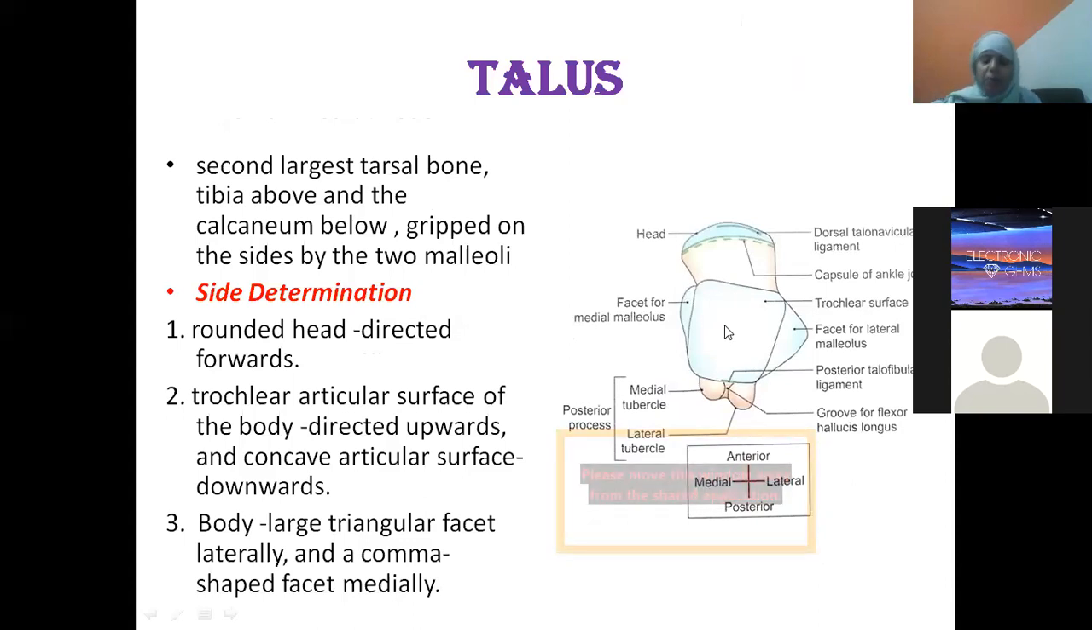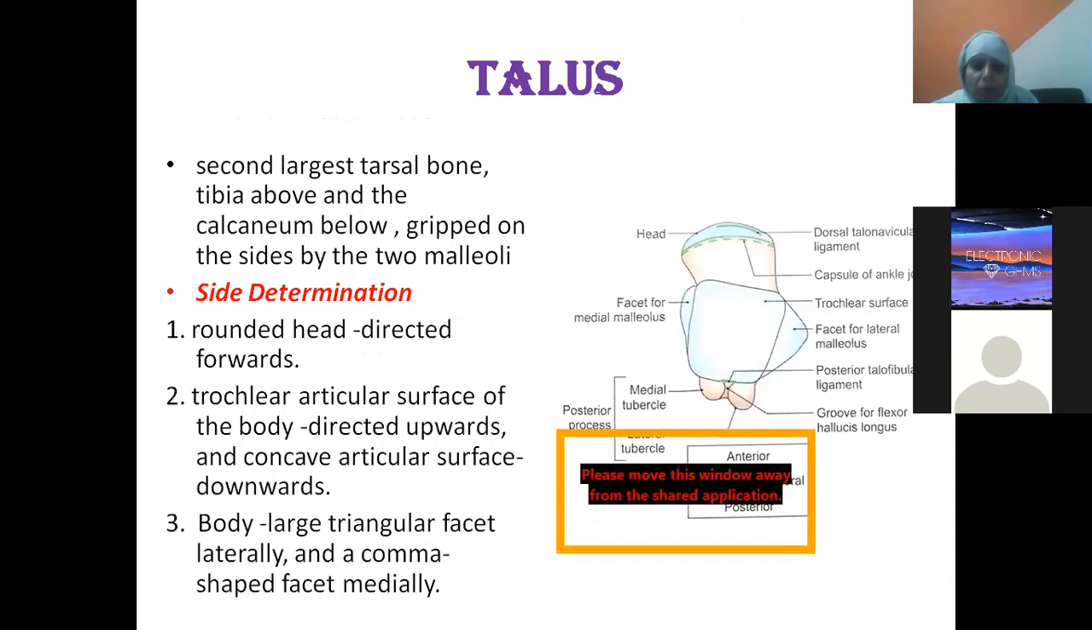Now, if you observe, there is a comma-shaped structure. This area is comma shaped, like a comma. This is the facet for the medial malleolus. On the other side you have a comparatively bigger facet, a large triangular facet. This is the facet for the lateral malleolus.